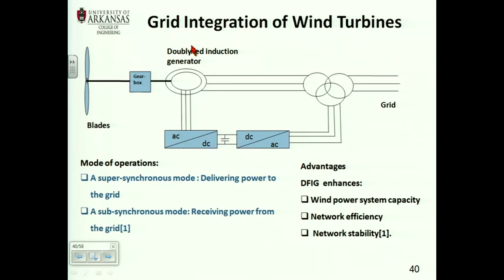The next one that allows you to capture power, right? The permanent magnet is the one that gives you the highest power. The next one, going down, is the doubly fed induction generator.